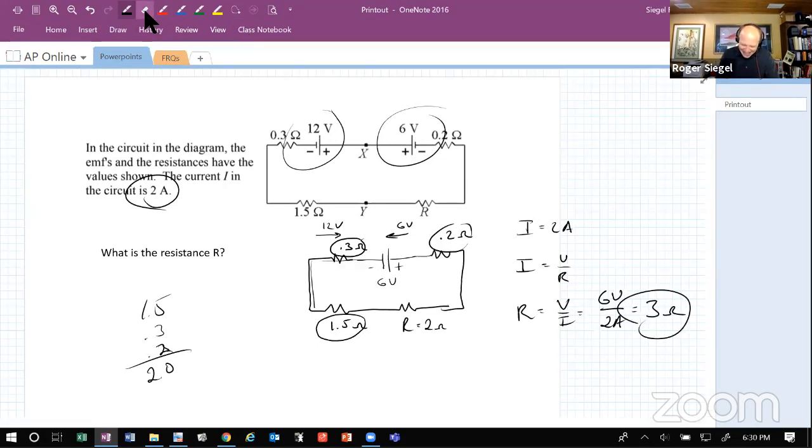Let me try that again. I have 2, I need a total of 3. This R is 1 ohm. Oh my gosh. Sorry about that. A little bit of math error. We can all do it.